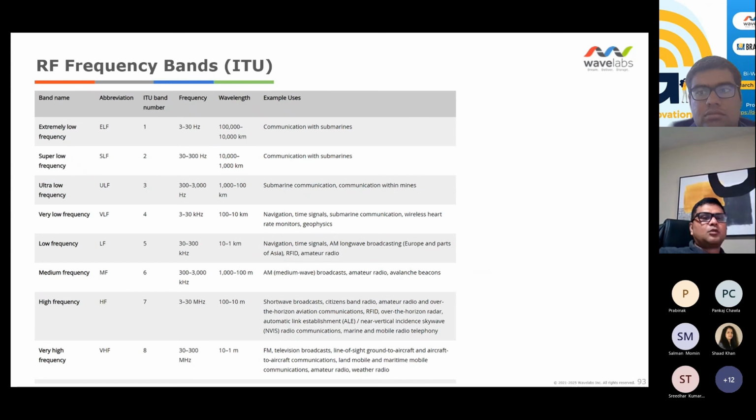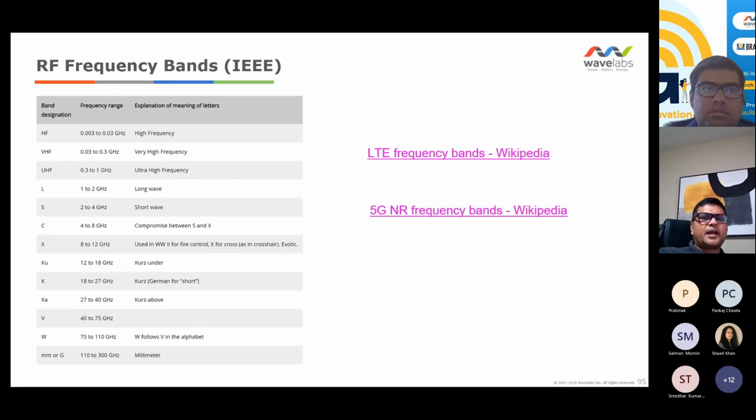Then we looked at how the ITU defines the band, how IEEE defines the band, and how for LTE and 5G they refer to band 1, band 2, band 3, N1, N2, N3. So you need to know. They further split the different things specific for LTE and specific for 5G NR. You need to know that.